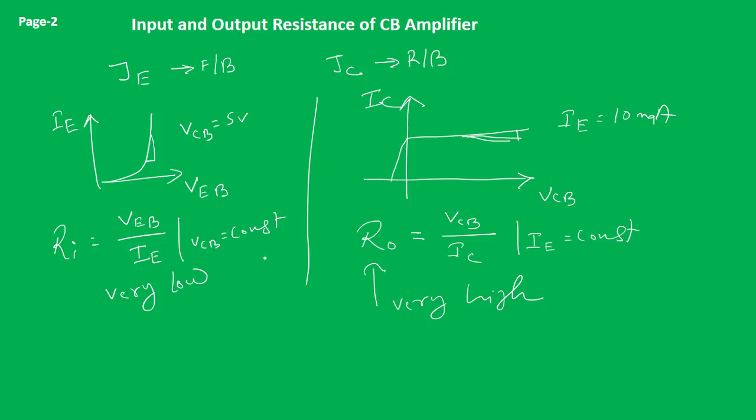Earlier we have seen the current amplification factor alpha, which is always less than 1. So that means there is no current amplification. So what is amplified here? It is the voltage. So common base amplifier or CB amplifier works as a voltage amplifier. So let us have a further close look.